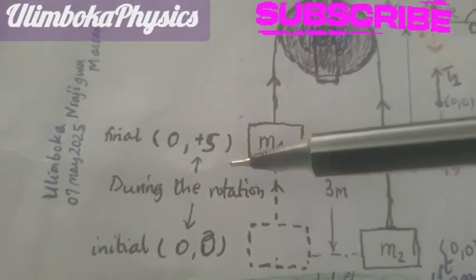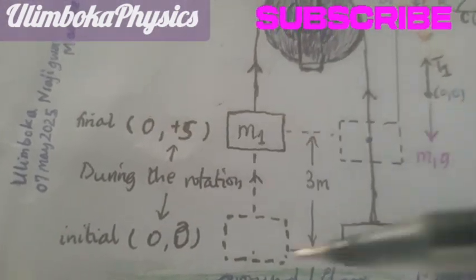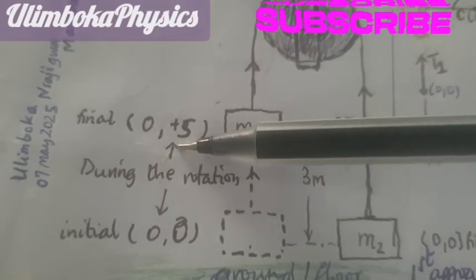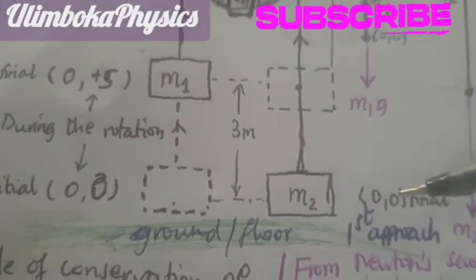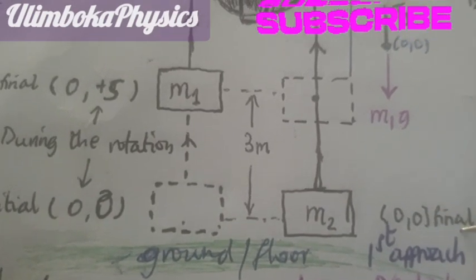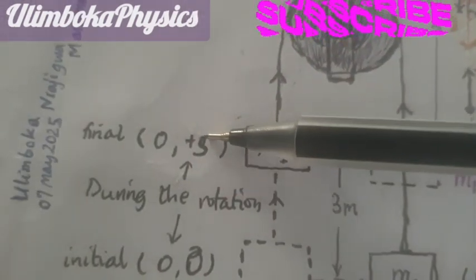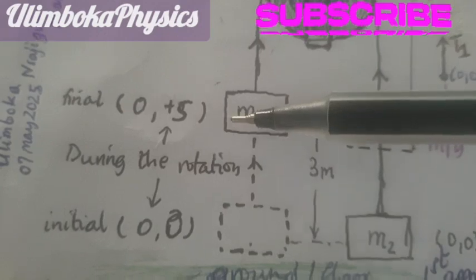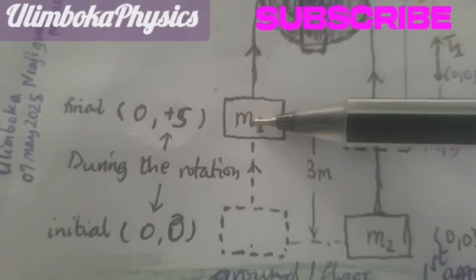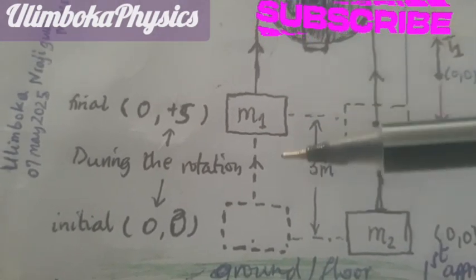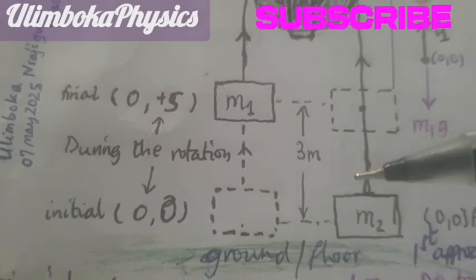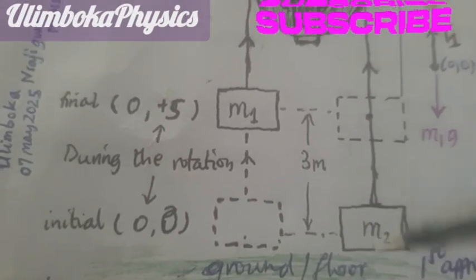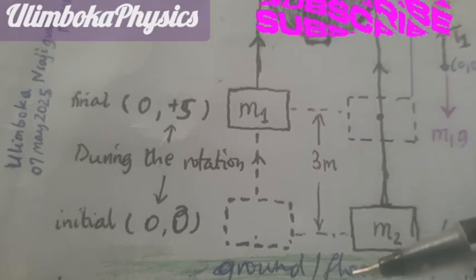For the position in the first case, mass 1 is at coordinate 0, positive s, while mass 2 is at coordinate 0, 0, and this is the final condition for mass 2 and also the final condition for mass 1. The initial condition is when mass 1 is at coordinate 0, 0, while mass 2 is 3 meters above the floor.